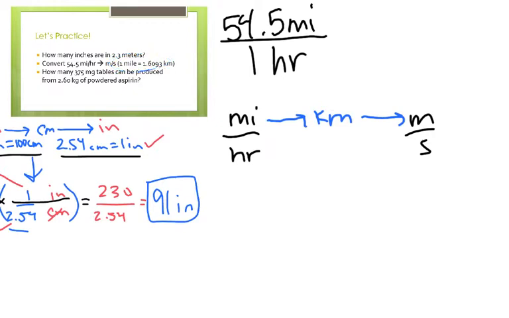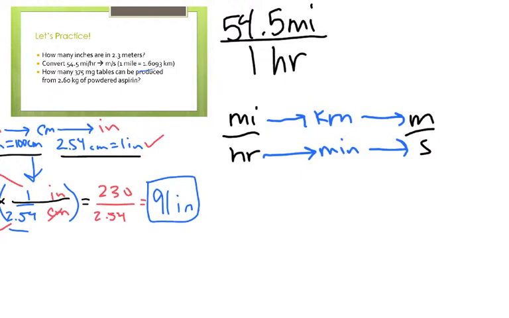What about the bottom unit? You may know how many seconds are in an hour, but for those that maybe don't know, let's convert from hours to minutes and then from minutes to seconds. So to do this problem, it's going to take a total of 4 conversion factors. 2 for the top and 2 for the bottom.